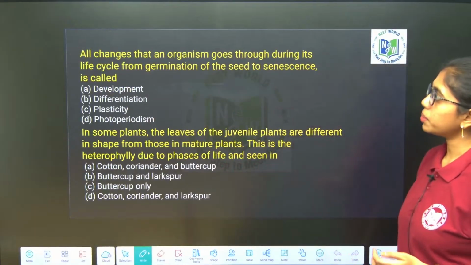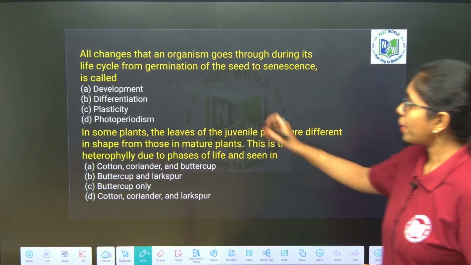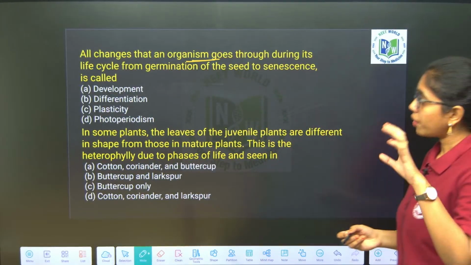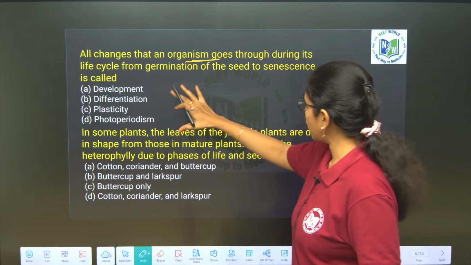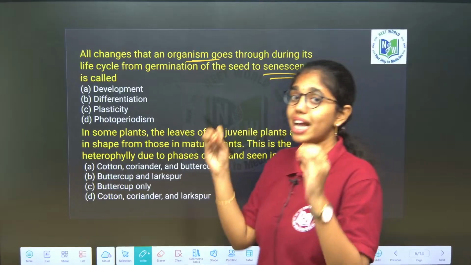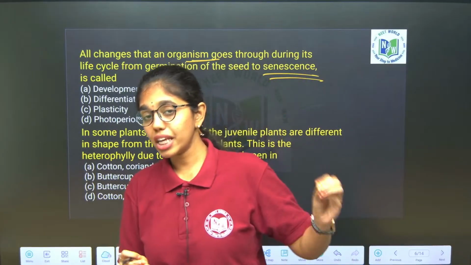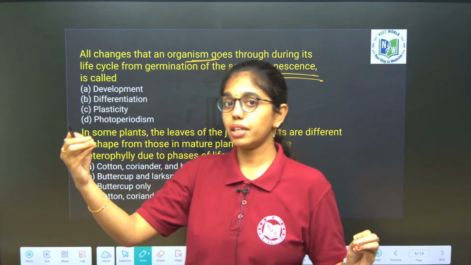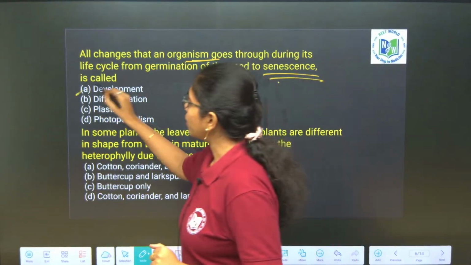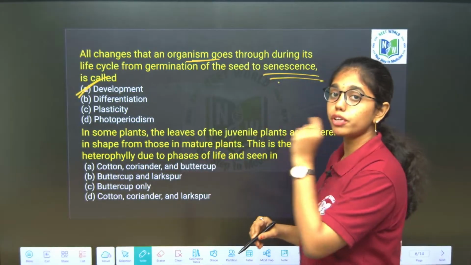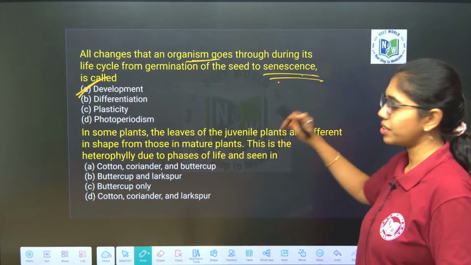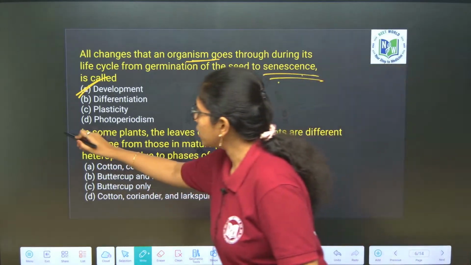Next question, you see. All the changes that an organism goes through during the life cycle, from seed germination to senescence, all the processes or changes that happen in a plant from seed germination to complete senescence, is called development. That complete phenomenon is called what? Plant development from seed germination to senescence. Very simple question.